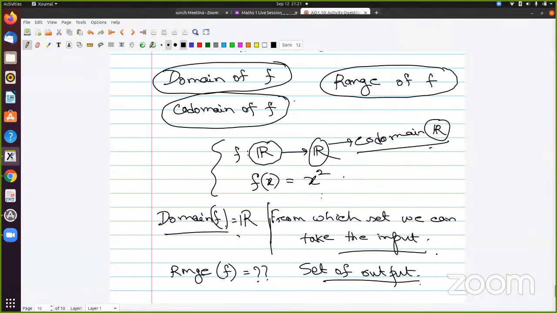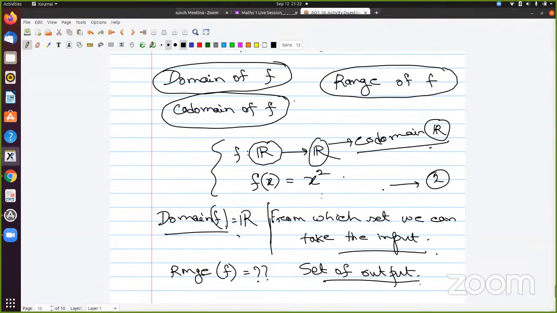First, tell me, can we get any negative number as an output? No, sir. When we square a real number, we cannot have any negative number as an output, right? Yes, sir. And every positive number I can get as an output, right? Suppose you give me 2, can I get it as an output? 4. Yes, sir.